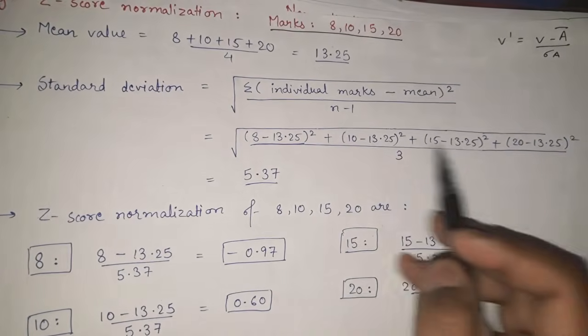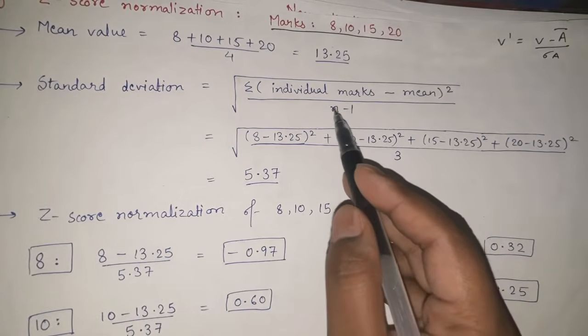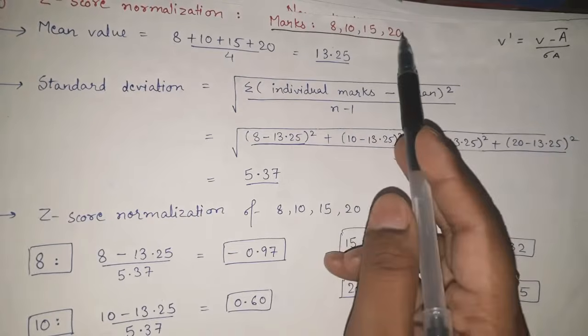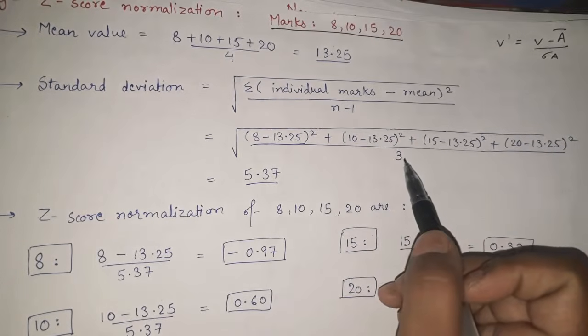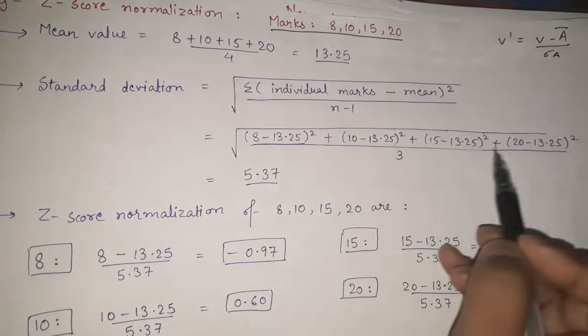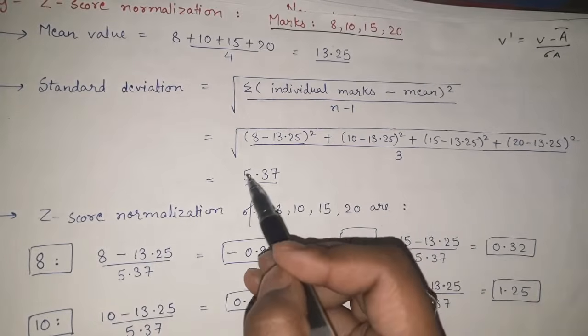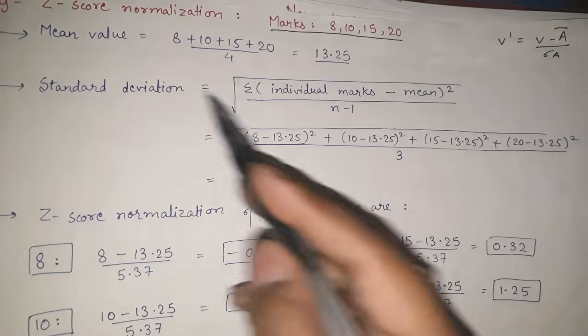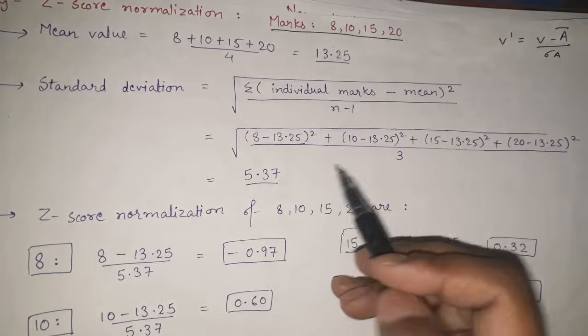Fine. Divided by n minus 1. N means the total numbers that we are having. Total numbers we are having is 4. So n minus 1, that is 4 minus 1 equal to 3. And so after solving this whole thing, you will get 5.37. So the standard deviation value that we got here is 5.37.